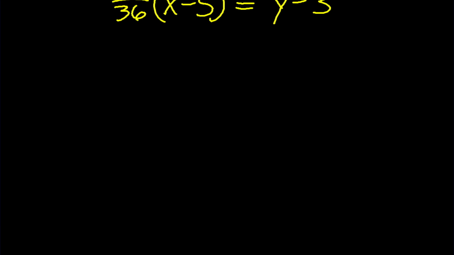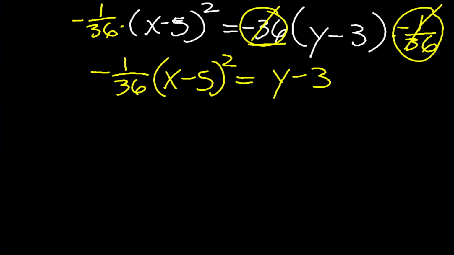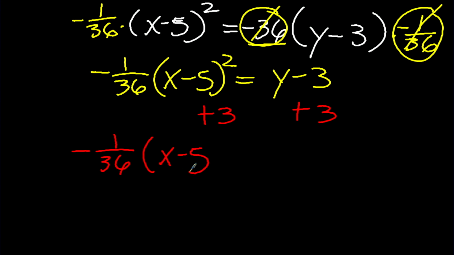Now remember, my goal is I want to solve this for y. So I want to get rid of the minus 3. So to get rid of the minus 3, I add 3 to both sides. So it's going to give me a negative 1 over 36 times x minus 5 squared plus 3, and that's equal to y. When I add 3 over here, it zeroes it out. This puts this equation in what's called vertex form.